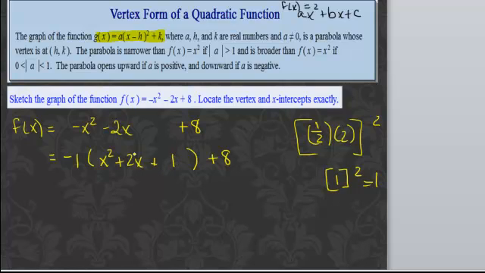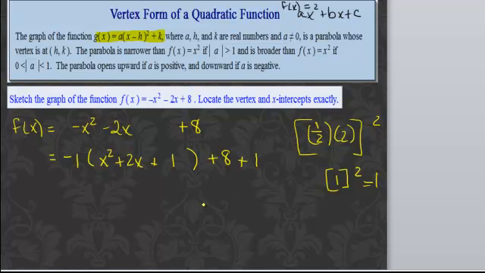Now remember, if you add something into a function, to keep it from changing, you also have to subtract that thing. But you have to be really careful because we didn't add just a 1 here. We added this negative 1 times this 1. So what is negative 1 times 1? That's a negative 1. So really what we did was subtract 1. So to keep it all balanced and equal, we need to add 1 on the outside.